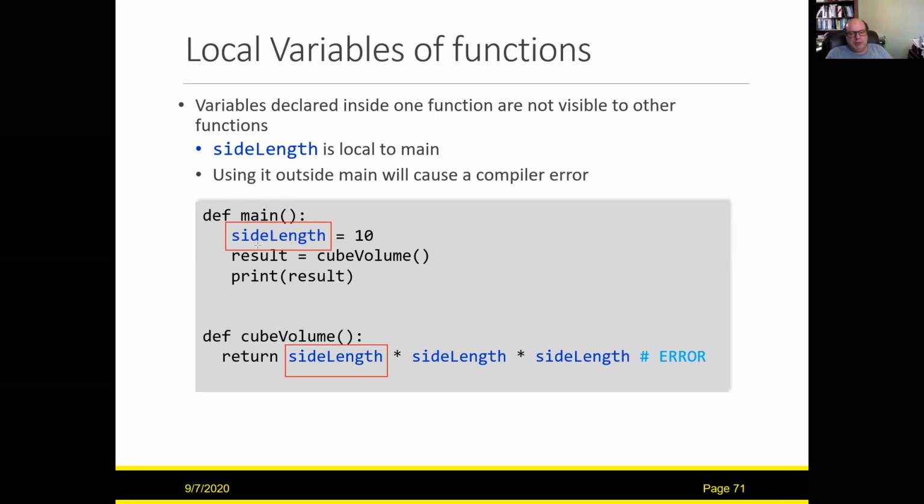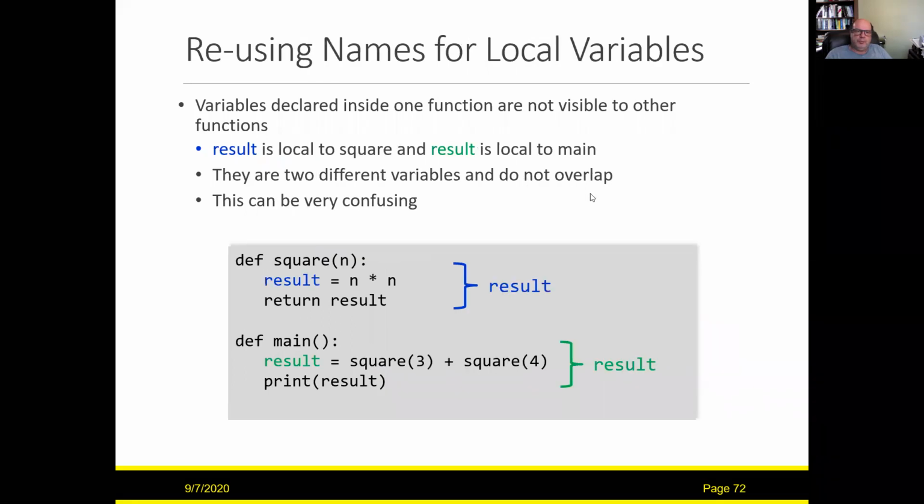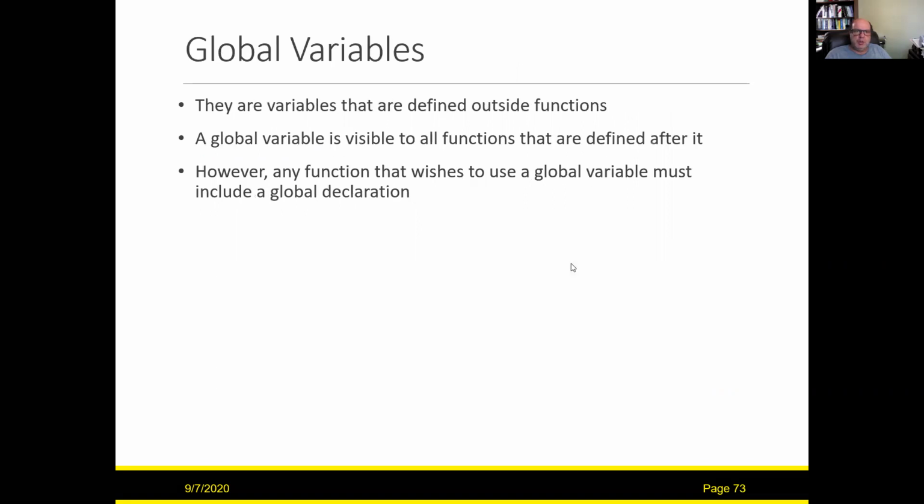Sometimes, especially if you're coming in not very strong from CS2, you might declare a variable somewhere and want to use it somewhere else. Because they are different, we can use the same name in different locations.